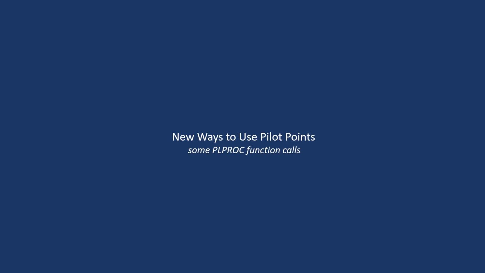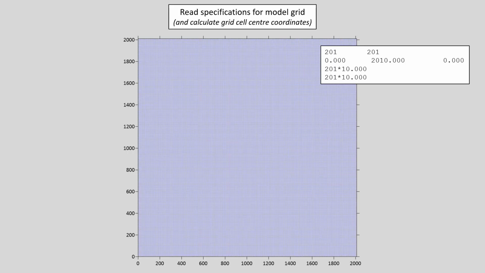Okay, they're the concepts. Now let us look at some of the implementation details. So here's our model grid. Now recall from another video in this series that PLProc works with entities, principal among which are C-lists, P-lists and S-lists. A C-list contains a list of coordinates. P-lists and S-lists associate numbers with those coordinates.